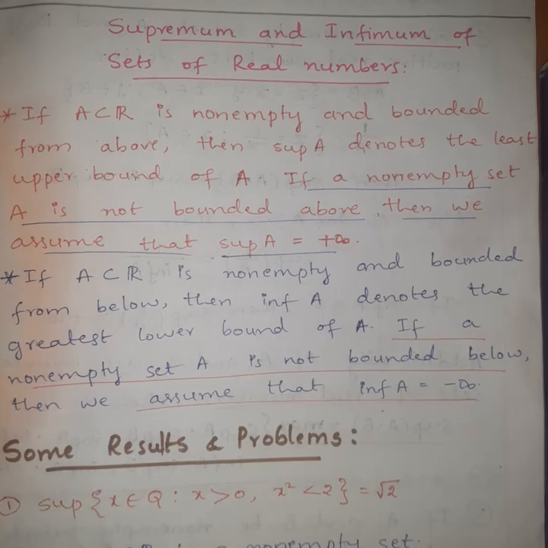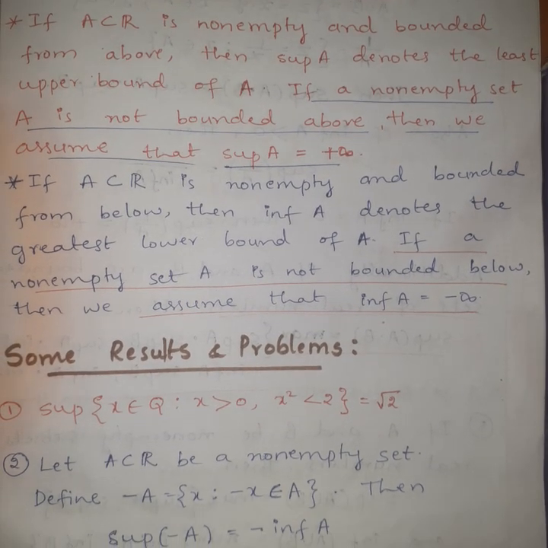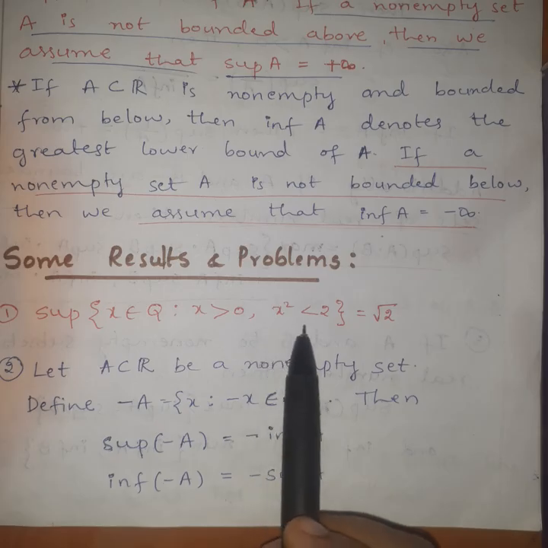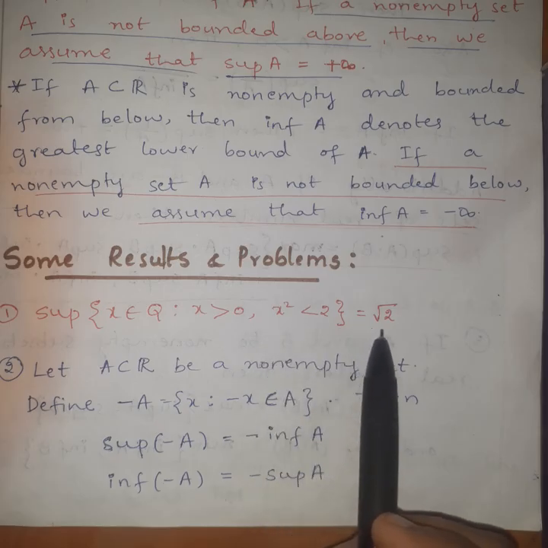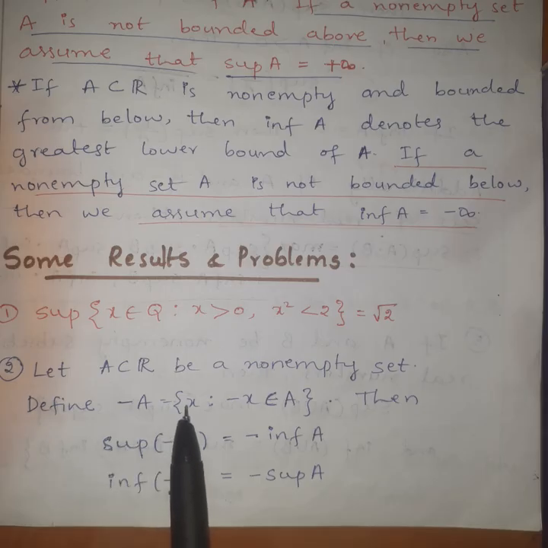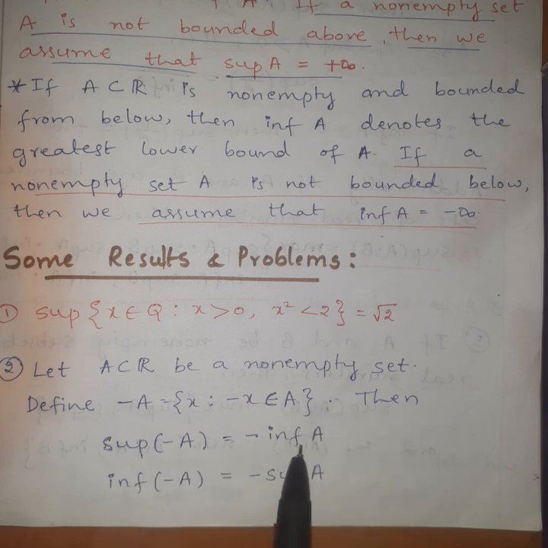Let us see some results and problems related to this supremum and infimum. Supremum of the set {x belongs to Q, x greater than 0, x square less than 2} is equal to root 2. And this: let A, a subset of R, be a non-empty set. Define minus A as the set of all x such that minus x belongs to A. Then supremum of minus A is equal to minus infimum of A. Infimum of minus A is equal to minus supremum of A.